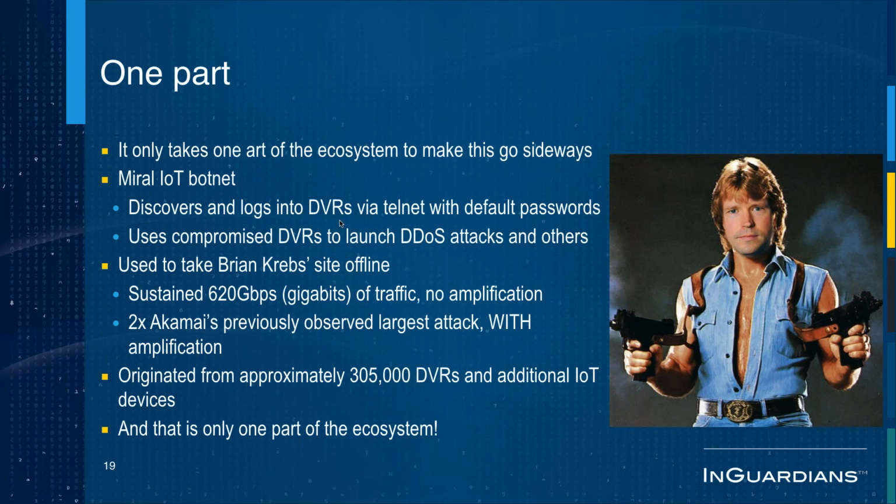We think about something that happened fairly recently, which was the Mirai botnet. It was a worm that found digital video recorders that had Telnet open and exposed to the internet with default passwords, compromised those DVRs, and then started launching distributed denial of service attacks and other types of attacks as well. In the case of the Mirai botnet, it was particularly scary in that it was used to take Brian Krebs' website offline with a sustained 620 gigabits of traffic. And this was direct connection, no amplification. Every packet was sent there directly, not amplified by sending one packet to a DNS server and having the DNS server send 300 packets in response.